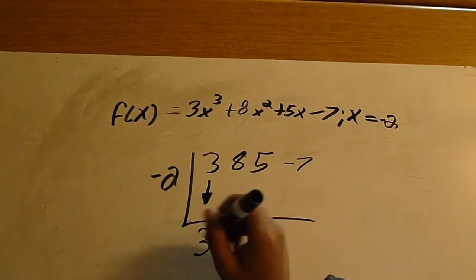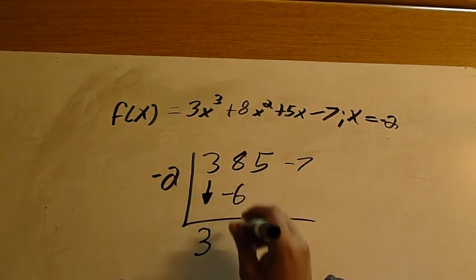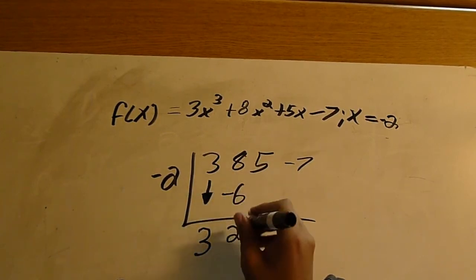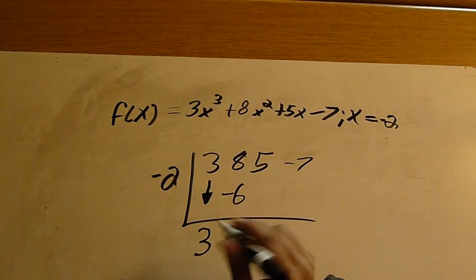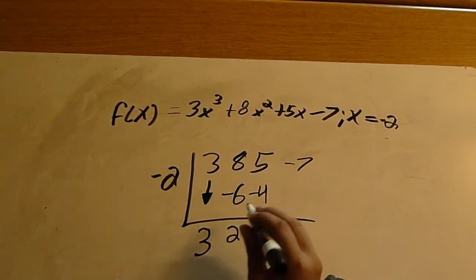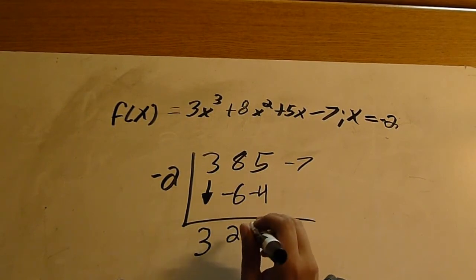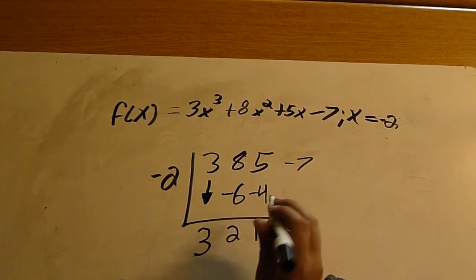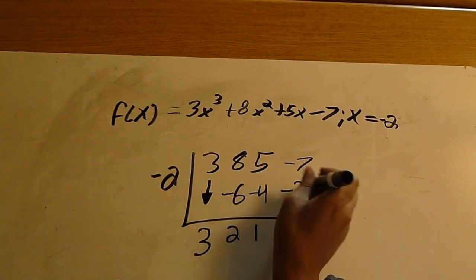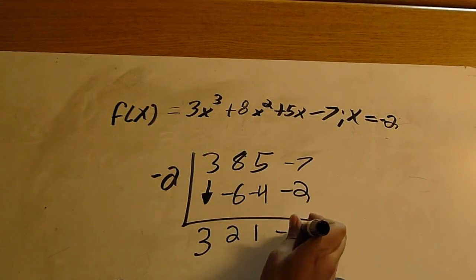Next, it's negative 2 times 3, which equals negative 6. Add, and you get 2. Then you multiply negative 2 with 2, and you get negative 4. And then you add again, and you get 1. Then you multiply negative 2 with 1 and get negative 2. And then you add that and get negative 9 as your remainder.